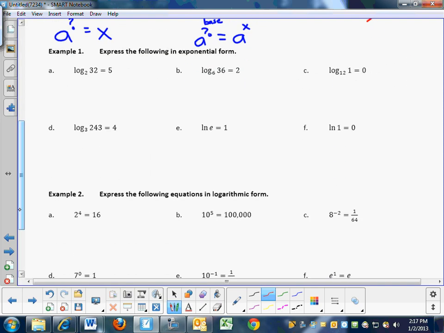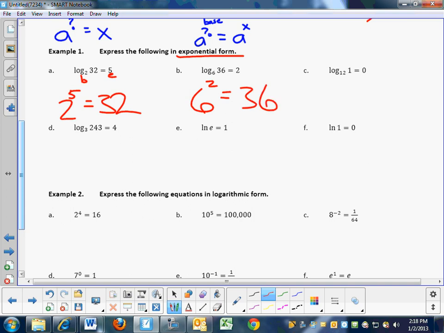It says as follows, express the following in exponential form. So if you see log base 2 of 32 equals 5, this is the base and this is the exponent. So that means 2 to the 5th power is equal to 32. Would you agree that that's true? Can somebody give me the exponential form of the next one? What's the base? 6 to the 2nd equals, good. How about C? 12 to the 0 equals 1.